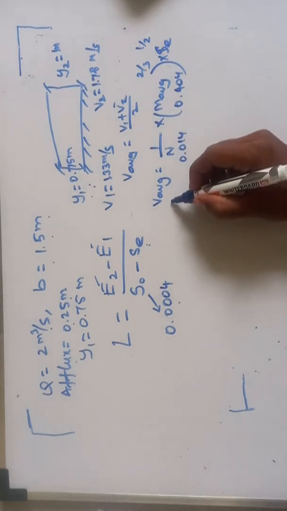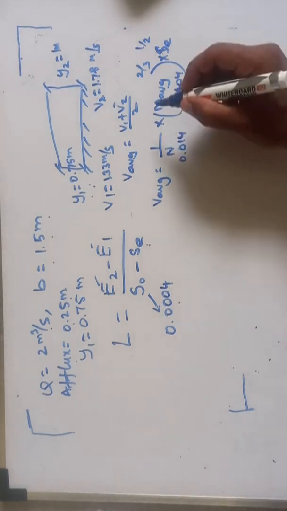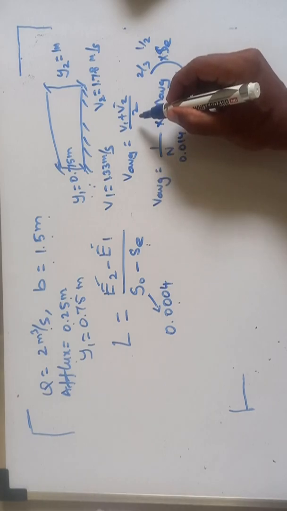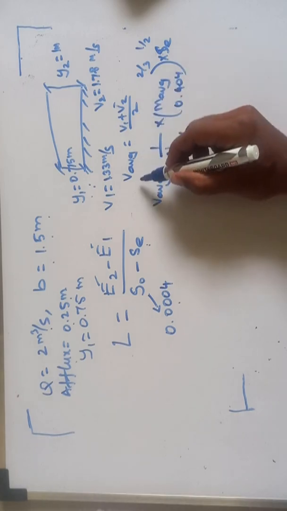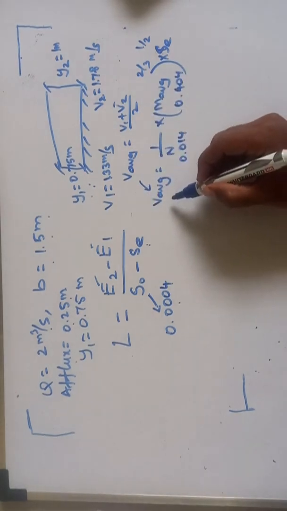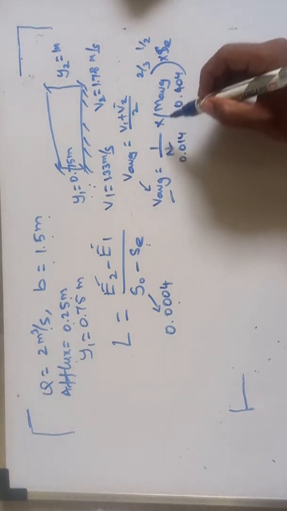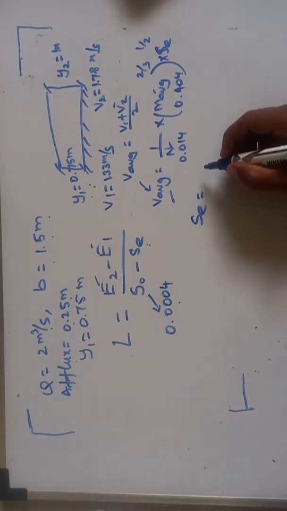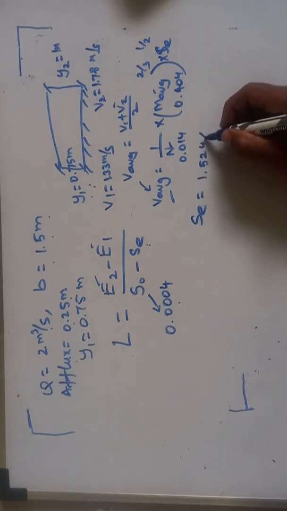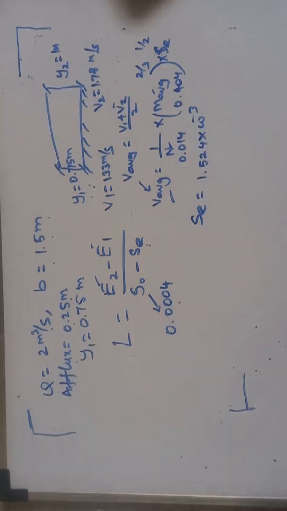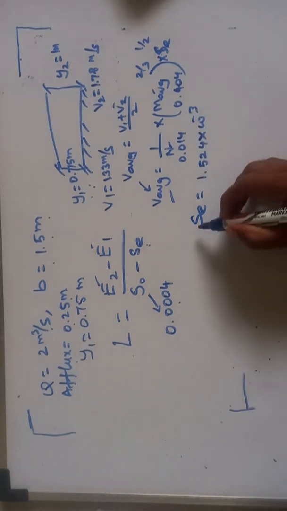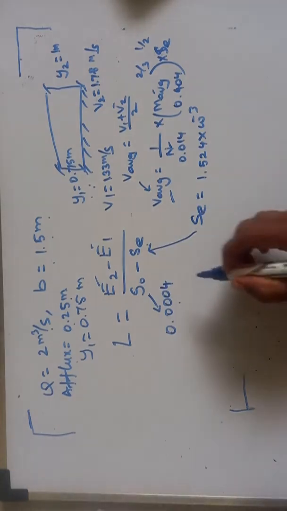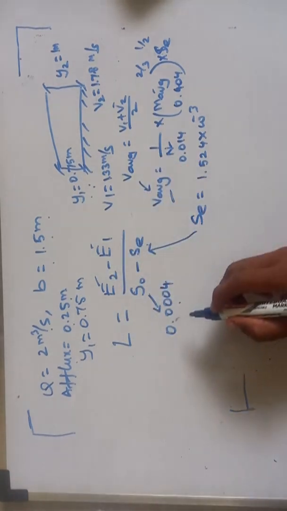Okay, I know V average value. V average I can calculate as (V1 + V2) / 2. If I average V1 and V2, I'll get V average. Now I know this value and this value. If I substitute, then I will get SE is equal to 1.524 into 10 power minus 3. After calculating this SE, I substitute it in this formula.